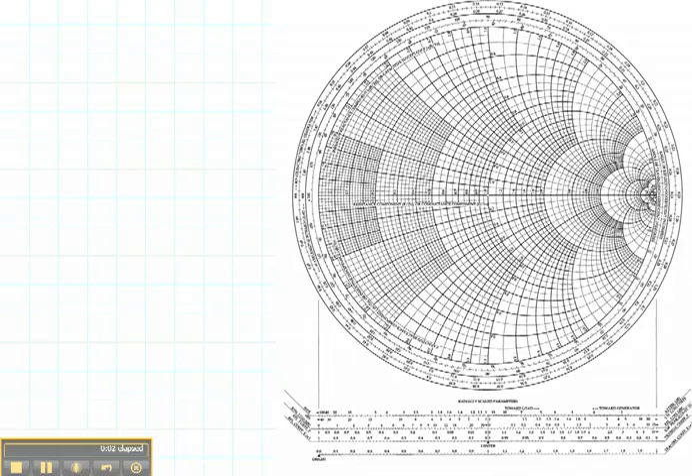Now let's talk about another aspect of the reflection coefficient that's not used quite as often. Instead of modeling this as a magnitude and a phase, we can write our reflection coefficient as having a real part and an imaginary part.